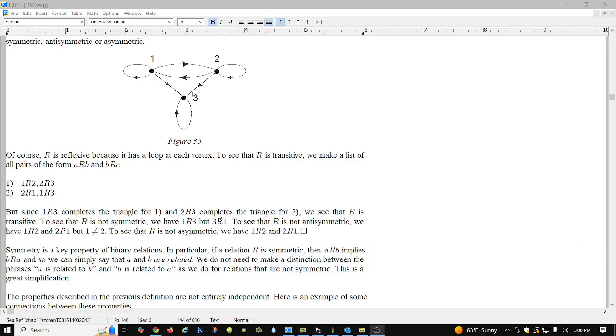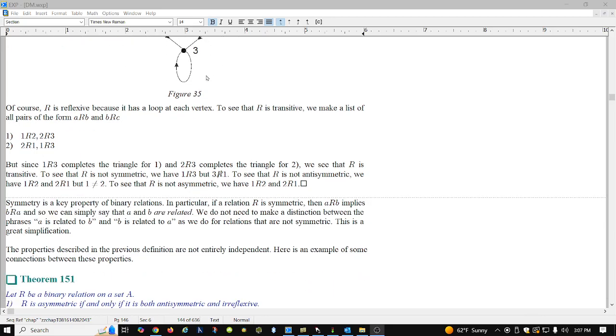To see that the relation of this graph is not symmetric, well, we have 1 related to 3, but 3 is not related to 1. It's not anti-symmetric because 1 is related to 2 and 2 is related to 1, and yet 1 and 2 are different. And it's not asymmetric because 1 is related to 2. Asymmetry would imply 2 is not related to 1, and that's false.